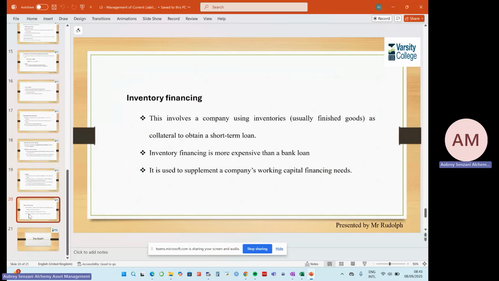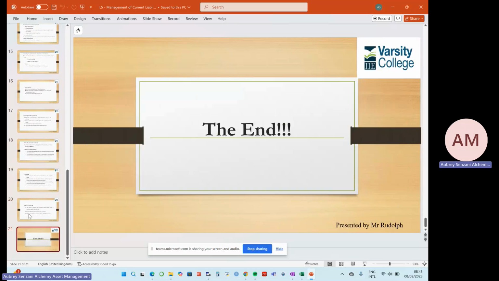So if you fail to pay, remember that's as collateral. I'm giving you cash and then your inventory is collateral. Inventory financing is more expensive than a bank loan, which makes sense because you are giving me the responsibility of selling these goods if you default. And it is used to supplement a company's working capital financing needs. And that, ladies and gentlemen, is the theory side to your learning unit 5.